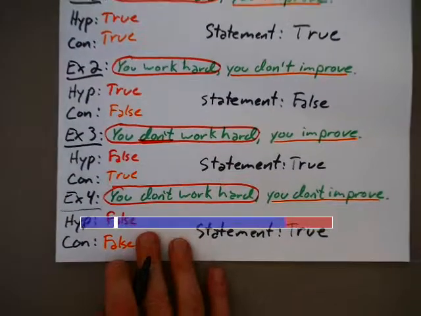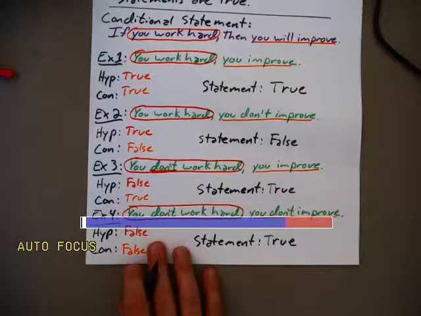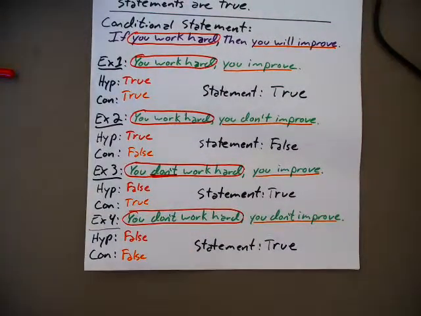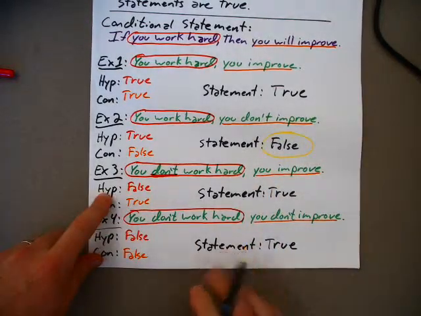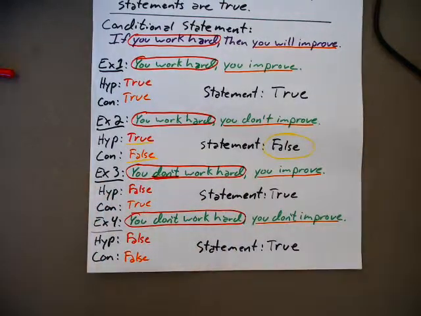So if we were to look at our 4 examples, all we really know is that all the statements are going to be true, except, of course, if the hypothesis is true and the conclusion is false. That's the only time you would come up with a false statement.